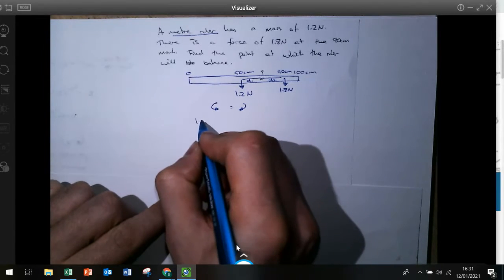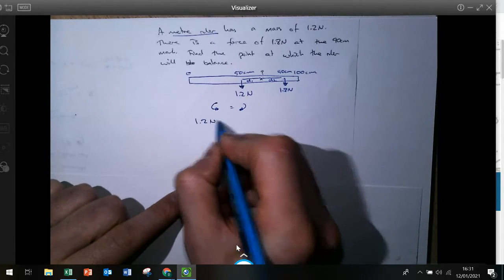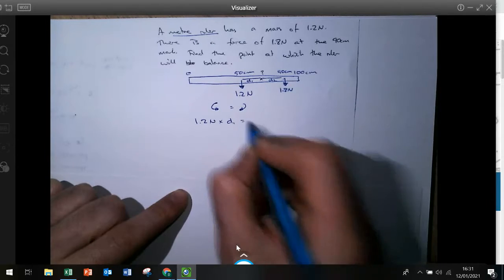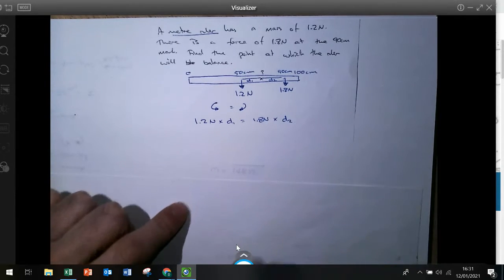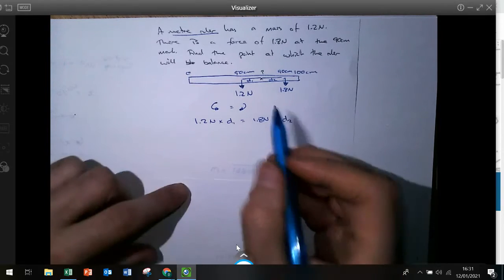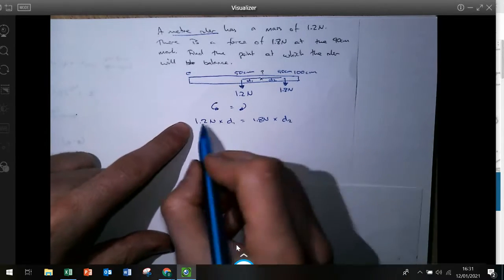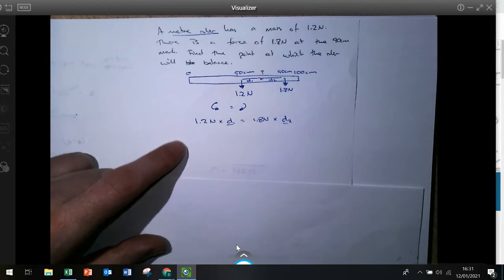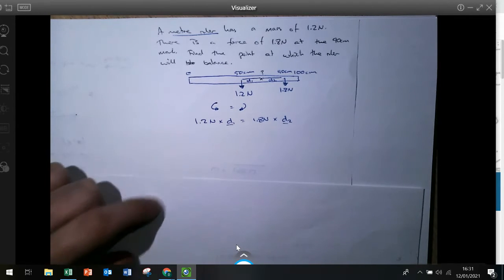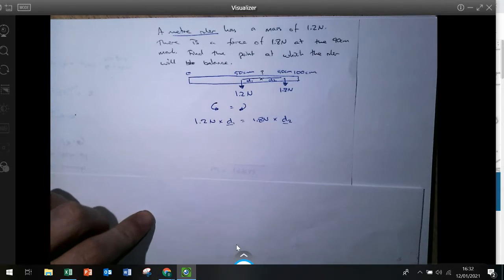So we can say that 1.2 newtons times distance 1 is going to be equal to 1.8 newtons times our distance 2. Now, you'll probably immediately notice that this is not any use. We've got one equation, we've got two unknowns, so this is not helpful at all. But we can start to simplify this situation a bit more.